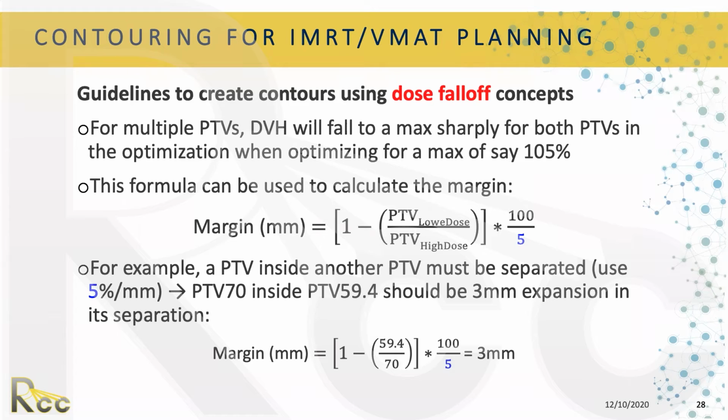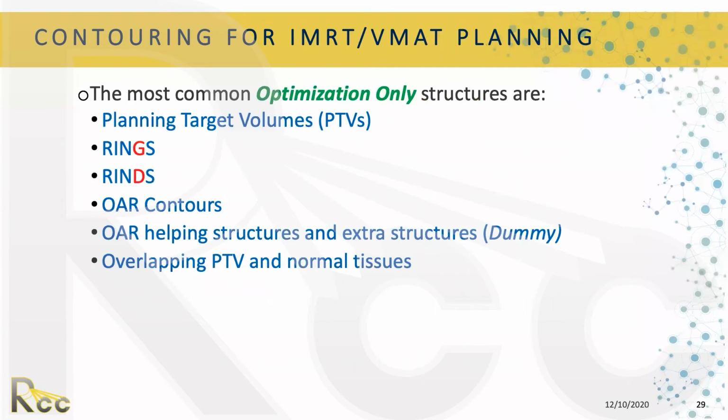So let's say it's a PTV 70 inside of a PTV 59.4. The expansion that I need when I separate the targets has to be 3 millimeters, because if you plug in the numbers here, 59.4 divided by 70, 1 minus that, times 100, divided by 5, which is the 5% per millimeter, it will give you roughly 3 millimeters. Again, we're going to go through this in more detail when I show you examples of the contours, but just keep in mind that these are very important concepts.